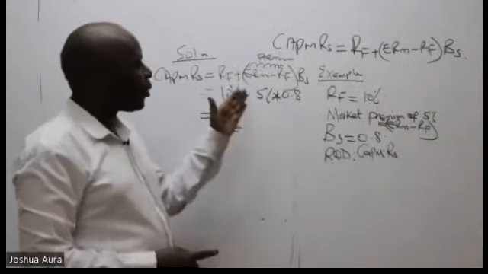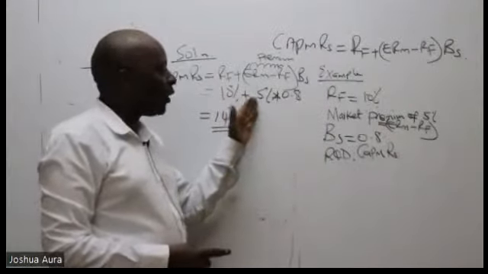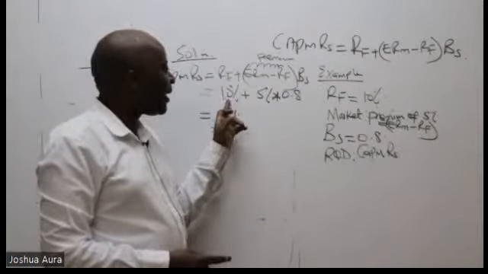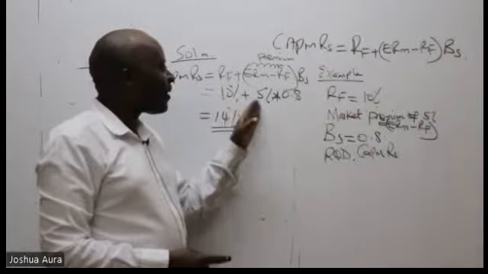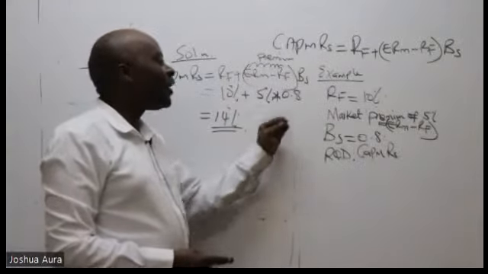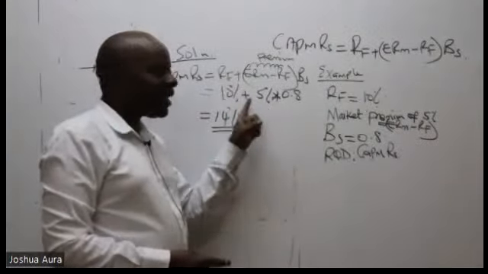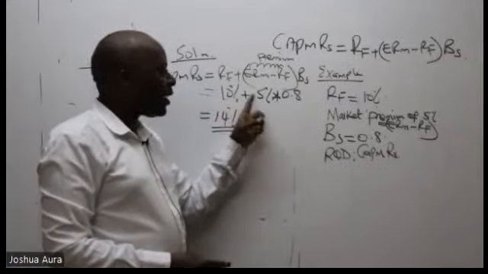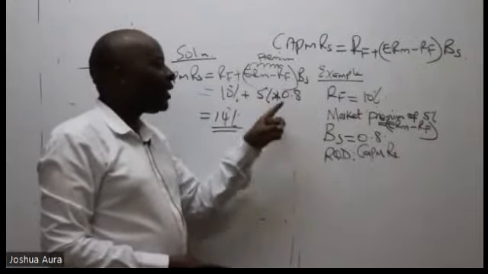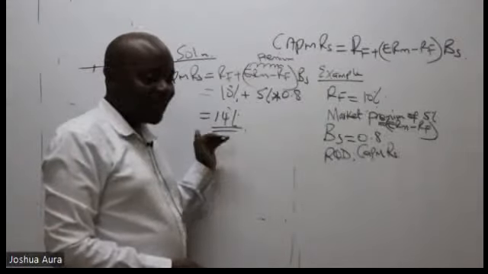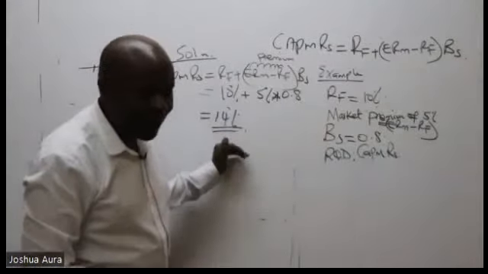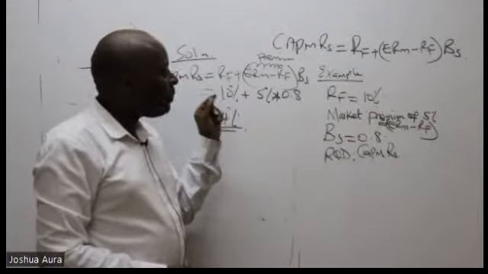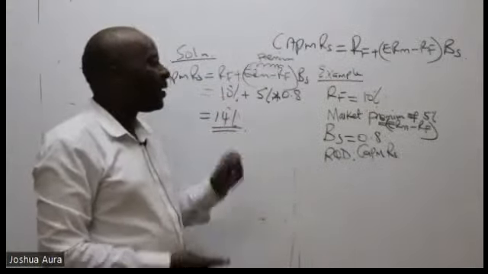So please ensure that you're able to get this 14% because there is an issue to do with BODMAS here. You'll get some people saying 10 plus 5, 15. No. You see, this 0.8 is only multiplying 5%. That's why I would want everybody to compute this. It'll be 10% plus 5% times 0.8, which will end up giving us exactly 14.